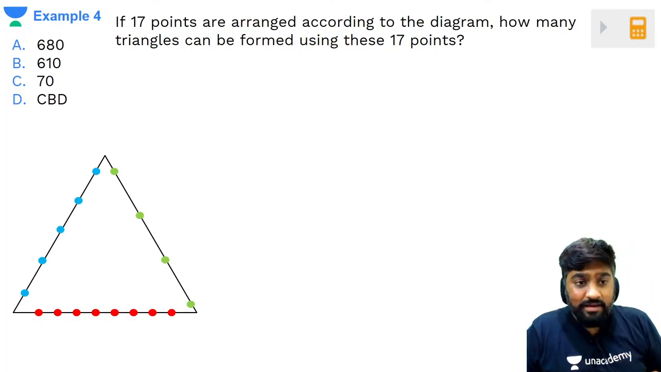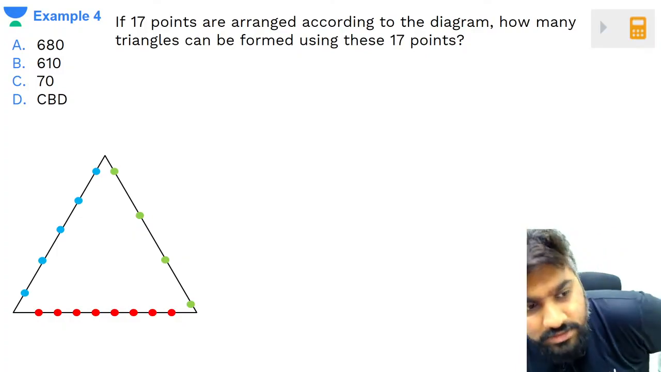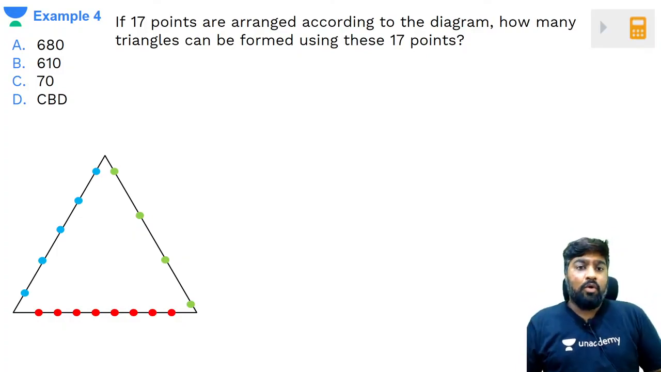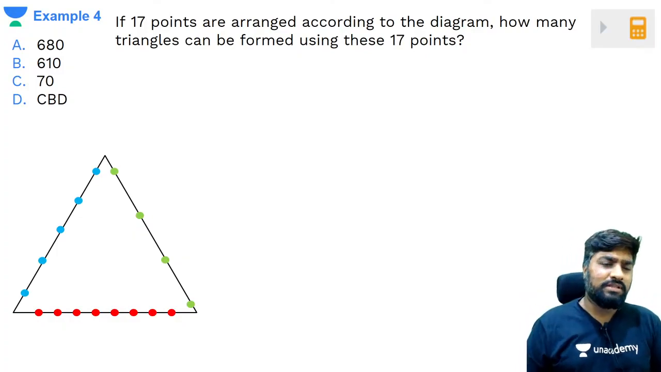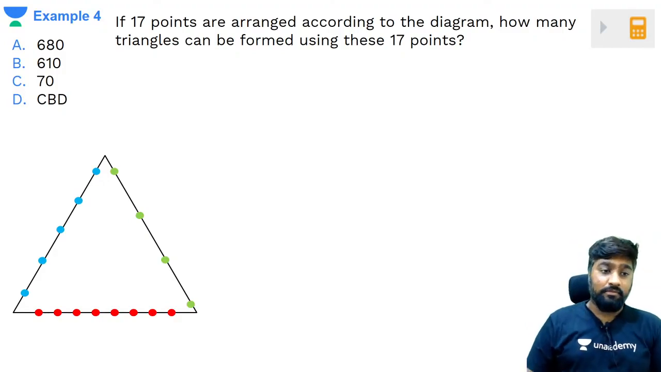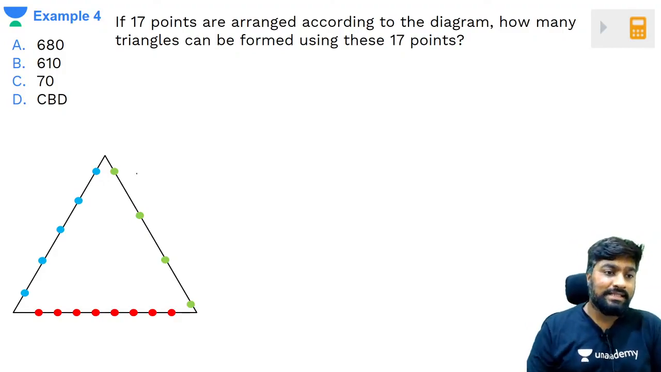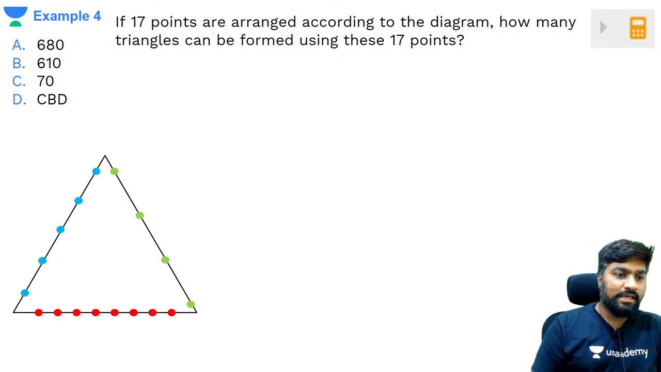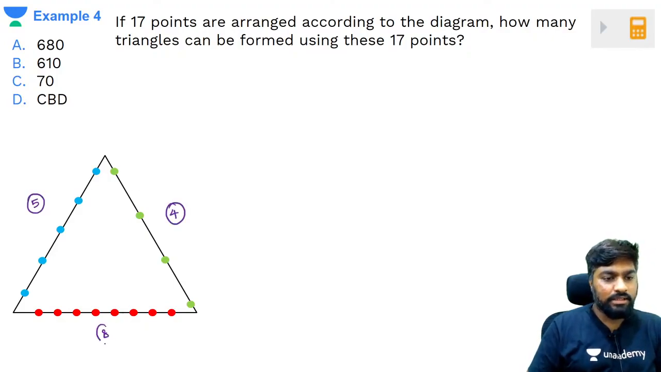All right, so have you had a chance to look at this question? Now what are we looking at? We're looking at the possible number of triangles that can be formed using these 17 points. Agreed? So what do we see here? We see 5 points here. We see 4 points here. So there should be 8 points here.